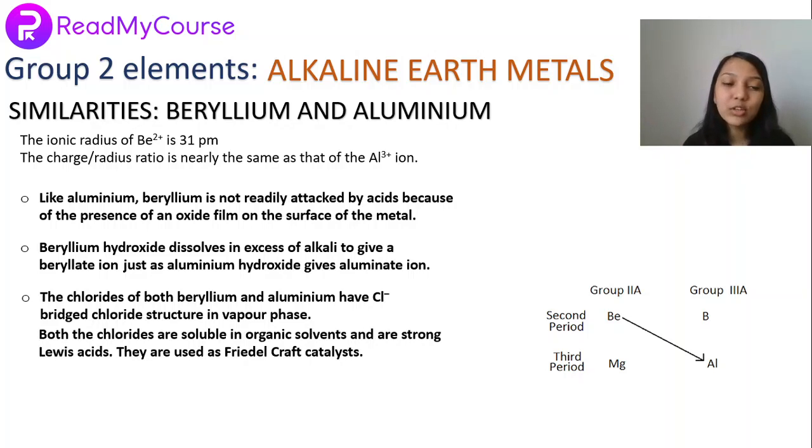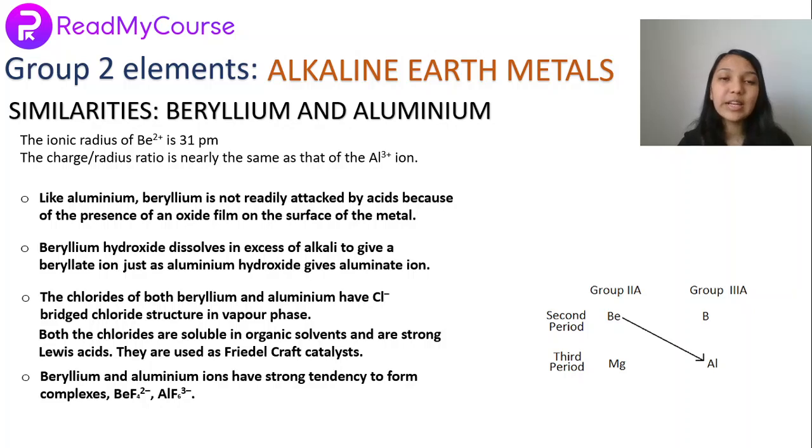Both the chlorides are soluble in organic solvents and are strong Lewis acids. So beryllium chloride and aluminum chloride are strong Lewis acids. This we'll discuss when we talk about organic reactions. When we come across those, we see that aluminum chloride and beryllium chloride are strong Lewis acids, and especially we discuss it when we talk about the Friedel-Crafts catalyst, that is Friedel-Crafts alkylation and acylation. We use a Lewis acid for the reaction to proceed. So these are important in that case.